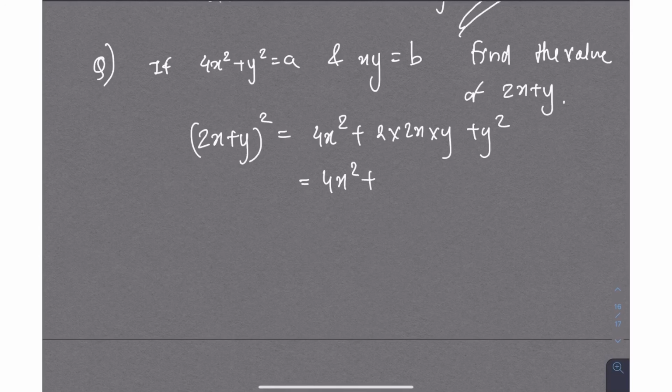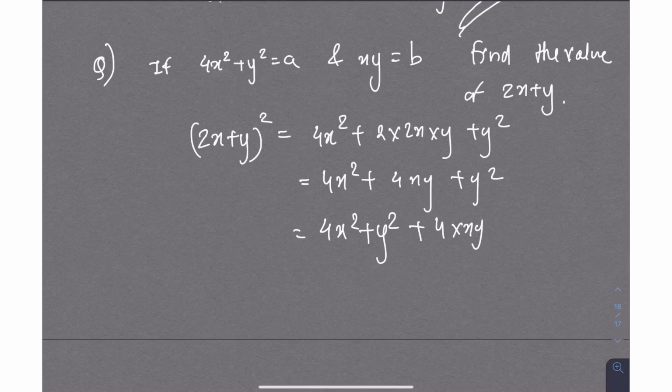So इसका value क्या मिलेगा guys? 4x square plus 2 into 2 is 4xy and plus y square. If I rearrange the terms, what I'm going to get is 4x square plus y square plus 4 into xy. ठीक है? Now we already know कि value of 4x square plus y square is a and value of xy is b. तो हम लोग क्या करेंगे? हम लोग substitute करेंगे. तो 4x square plus y square will be replaced by a plus and xy will be replaced by b. So we'll get 4b. So answer is 2x plus y the whole square is a plus 4b.